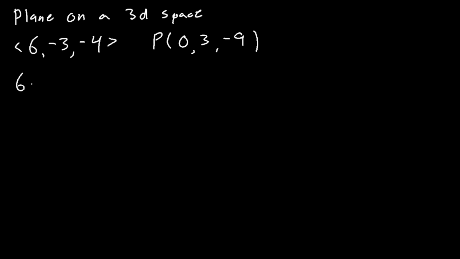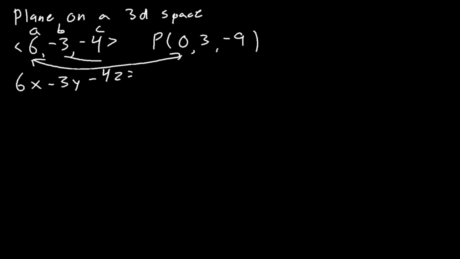So the equation for this plane is just 6x, because 6 is the a value here. We pair it up with the first x. This is the b value, this is c value. So minus 3y minus 4z is equal to 0, 3, -9.